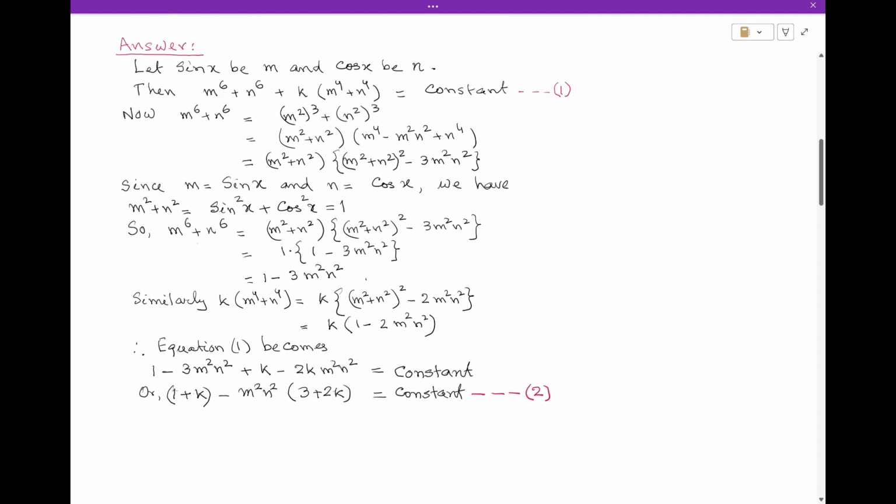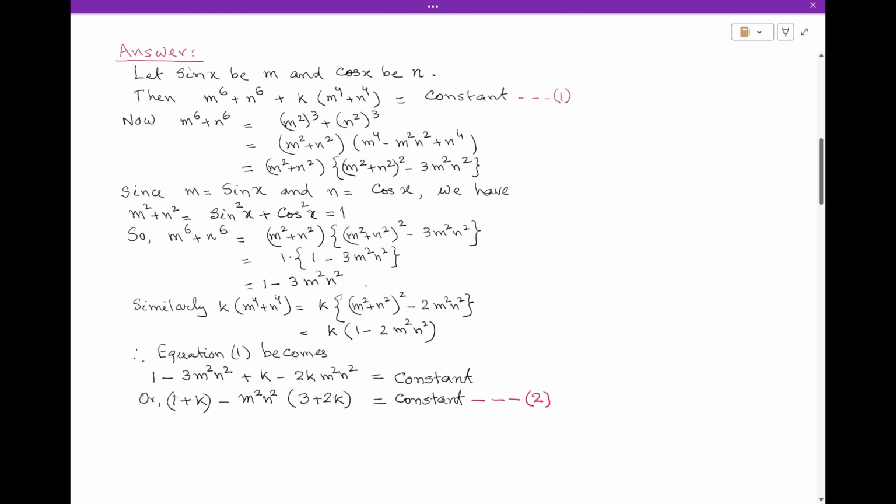Similarly, k multiplied by within parenthesis m to the power of 4 plus n to the power of 4 is equal to k, and m to the power of 4 plus n to the power of 4 can be written as m square plus n square whole square minus 2m square n square, and that is equal to k multiplied by 1 minus 2m square n square, because m square plus n square is equal to 1.